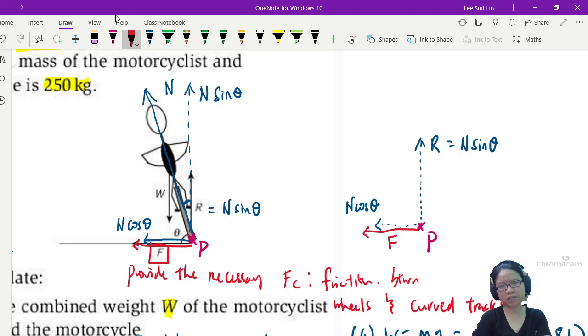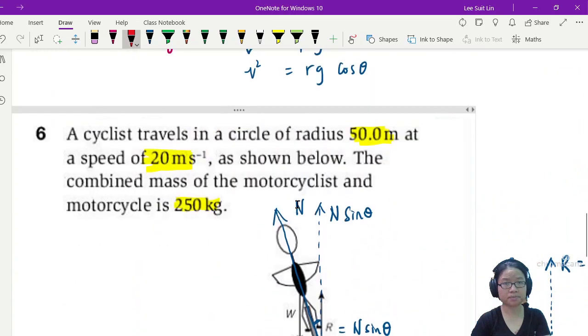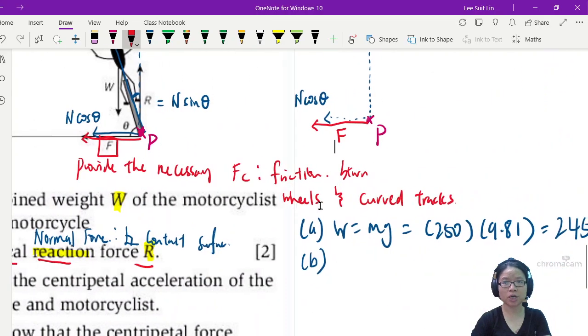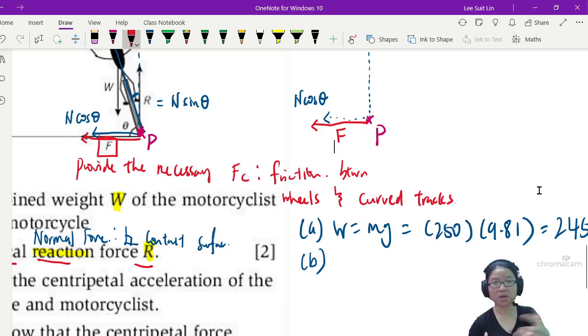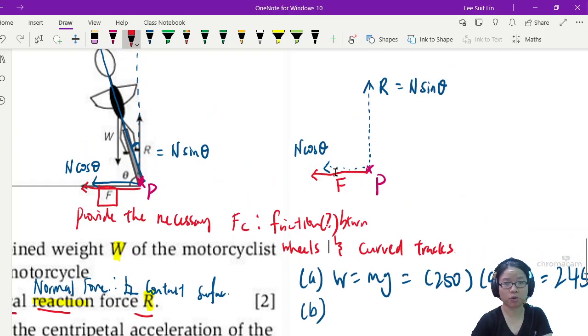But actually, they didn't mention that F is friction, by the way. Did they? They didn't. So I shall withhold my judgment on whether this F is actually N cos theta or friction plus N cos theta. Don't know. So I'm just going to put a question mark here. Not sure. But what I do know is that there is an unbalanced force pointing in this direction.